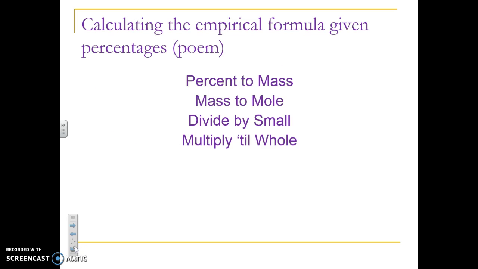Now, in order to calculate the empirical formula, if you are given the percent composition, there are 4 steps. I've summarized those 4 steps into a poem. The poem says, percent to mass, mass to mole, divide by small, multiply till whole. Let's take a look at an example.